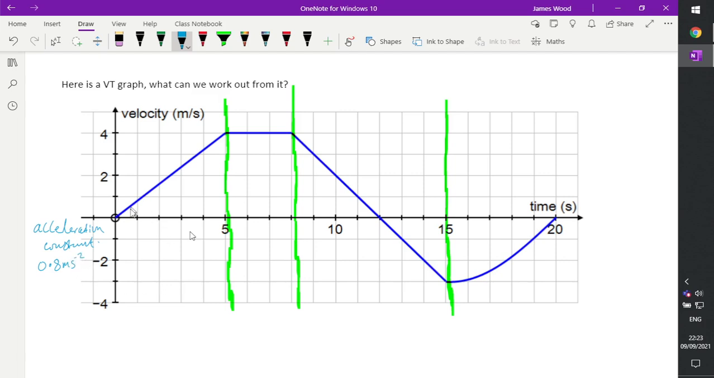Okay. We could find the distance traveled. If I find this area in here, so that would be 4 times 5 divided by 2, which is 10. So that'd be 10 meters traveled in here.